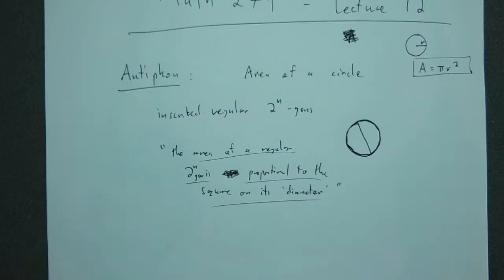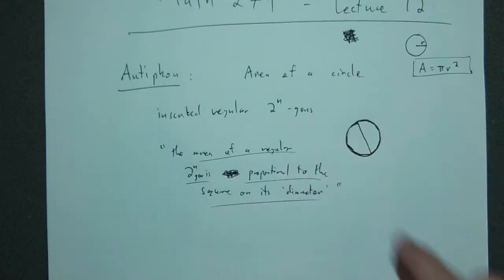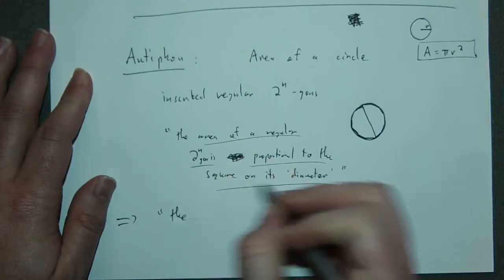area, this 2 to the n-gon, takes up more and more and more of the circle, it's almost all of the area of the circle. And since it's proportional to the square on its diameter, that means the area of the circle is proportional to the square on its diameter.